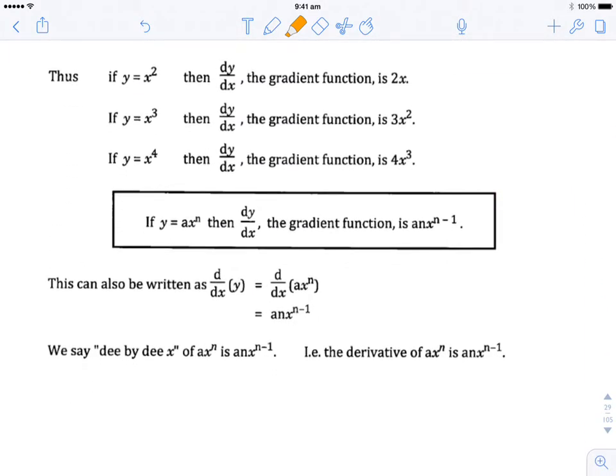So here it is here. If y is ax to the n, then the derivative is a times n x to the n minus 1. So the way I remember this is you put the power down the front and then you subtract 1 off the power. The way that you say this, by the way, is dy by dx. It's not dy over dx, but dy by dx.